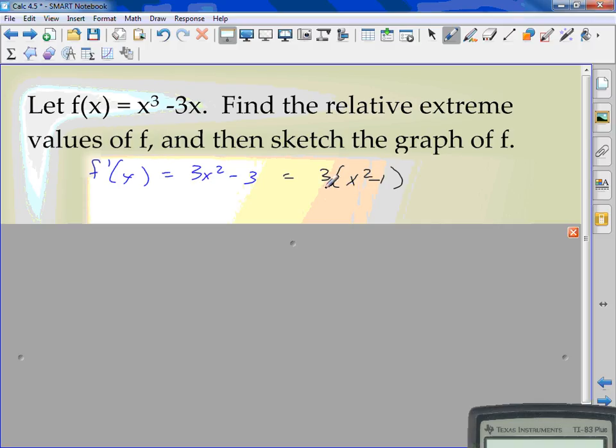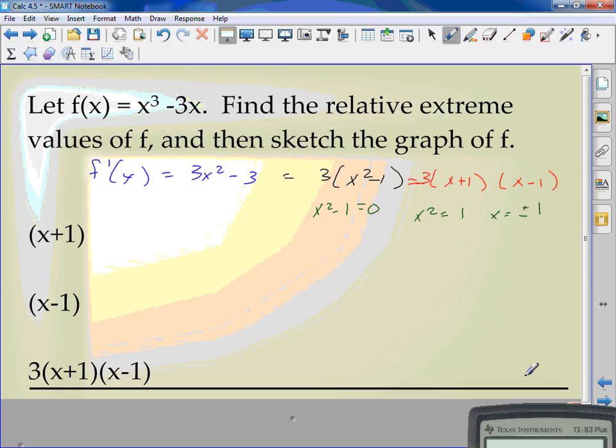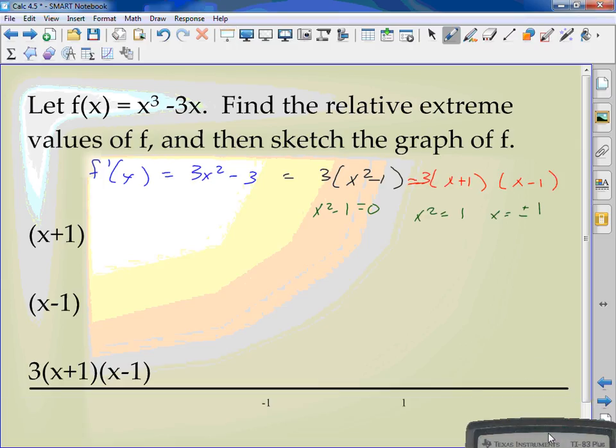There's two ways to do this. I can remember the shortcut: if I have x squared minus 1, what it means factored. Almost. x plus 1, x minus 1, not x squared plus 1. So it's 3 times x plus 1, x minus 1. You could have also gone the other way and said x squared minus 1 equals 0. Add the 1 over. x squared is 1. Take the square root. x is plus or minus 1. So from that, my zeros are at negative 1 and positive 1.